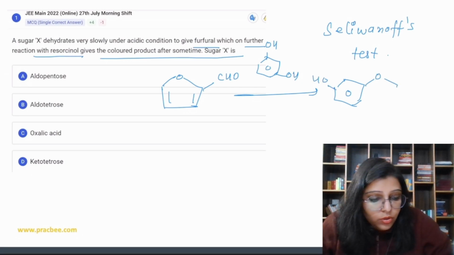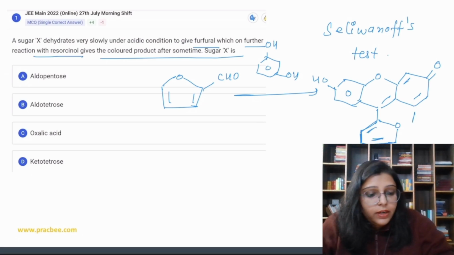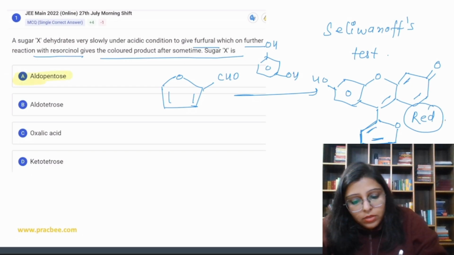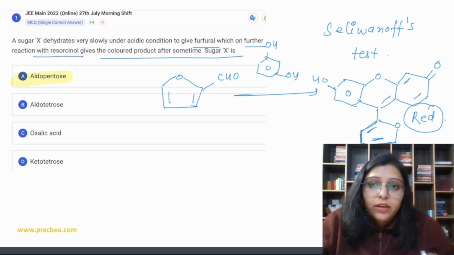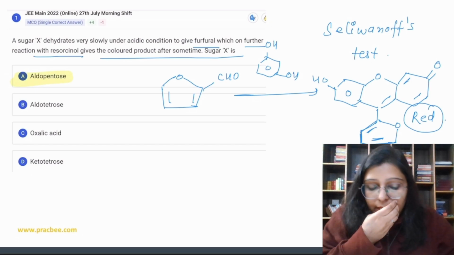So we get the colored product like this: OH, this is O, then double bond O, and here we write something like that. This is 1, 2, and this. So this is the Seliwanoff test and we get a red color. That happens in the presence of aldopentose. It should be a pentose, because only then we get furfural. Okay? That's it.